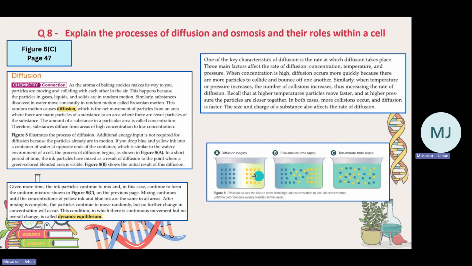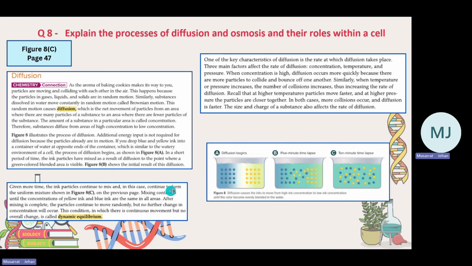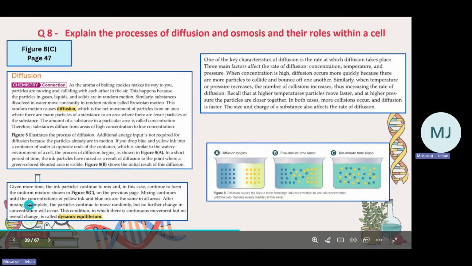Yellow has high concentration on this side. It will start moving in the other direction, towards low concentration. Slowly they will start mixing until all the concentration becomes uniform. So diffusion causes the inks to move from high ink concentration to low ink concentration until the color becomes evenly blended in water. Mixing continues until the concentrations of yellow and blue ink are the same.